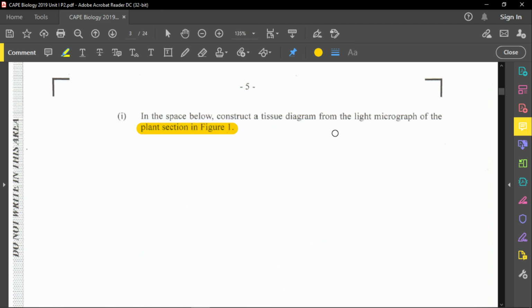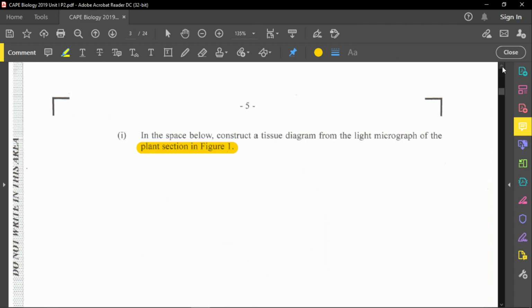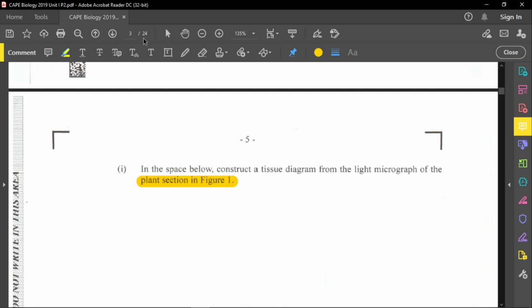All right, so what we're going to do is to consider what a plant tissue diagram is. If you think about the word tissue, we're talking about the section of a plant that is made up of different cells. But before I even start the question, I want to give you a little bit of extra information right here.